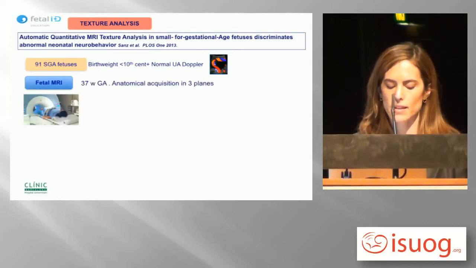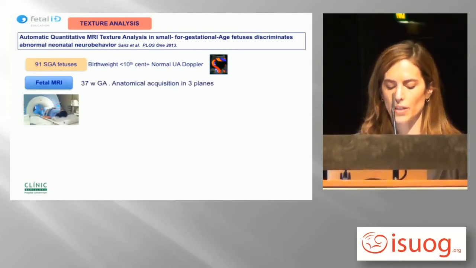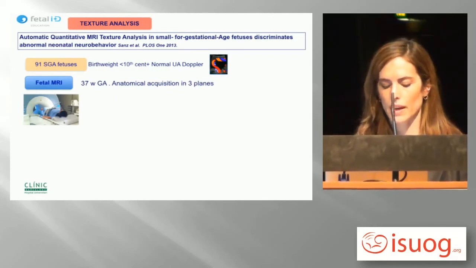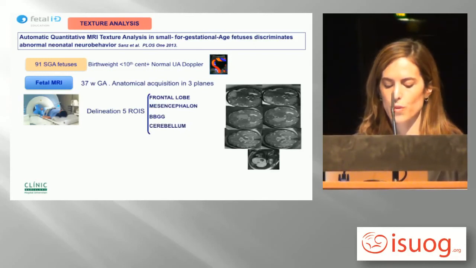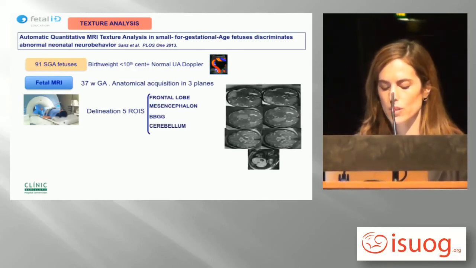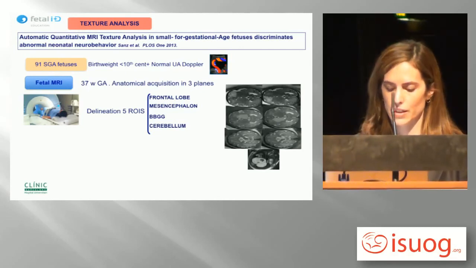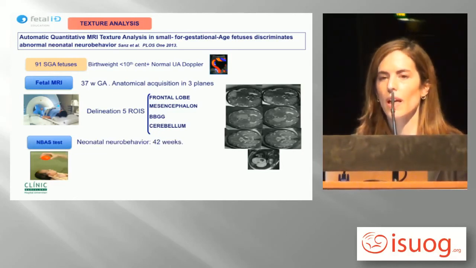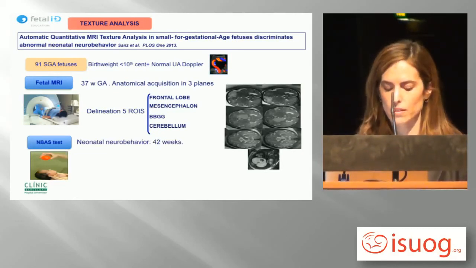So all of these cases underwent a fetal MRI at 37 weeks of gestational age, and in all of them we obtained anatomical slices in the three planes. And from these MRIs, we delineated five regions of interest, such as frontal lobe, mesencephalon, basal ganglia, and cerebellum. And after these babies were born, they all underwent the Brazelton test at an average of 42 weeks.